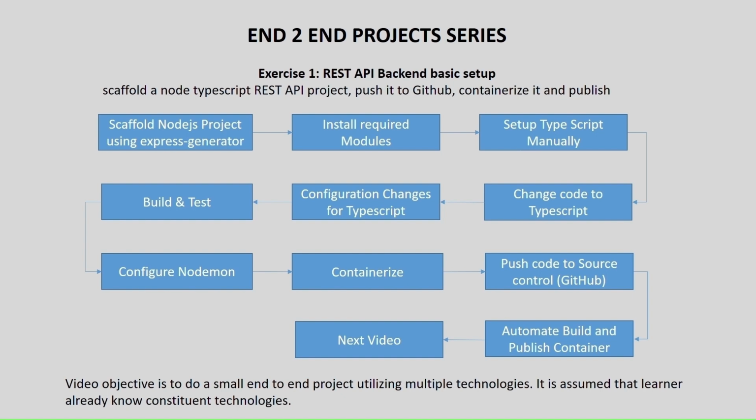The next step is to containerize using a Dockerfile. And the next step is to push all of our source code into a GitHub public repository. And then we will automate our container build and publish process using a GitHub Actions workflow.